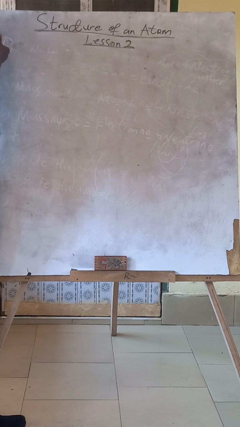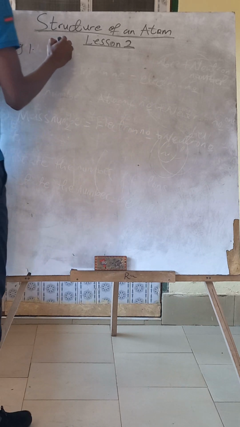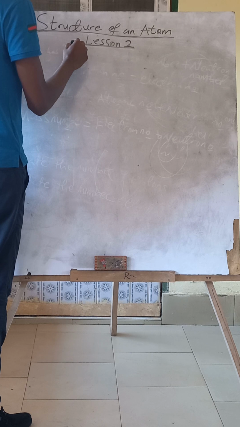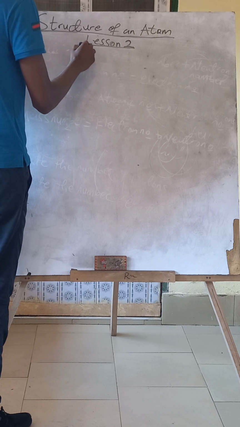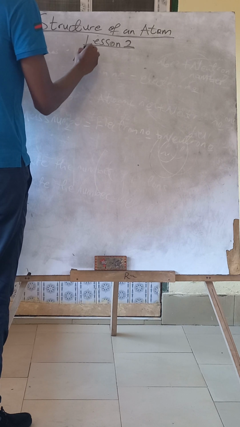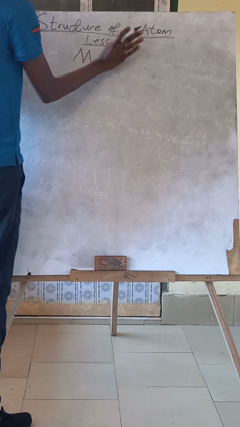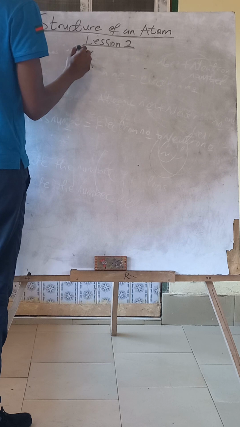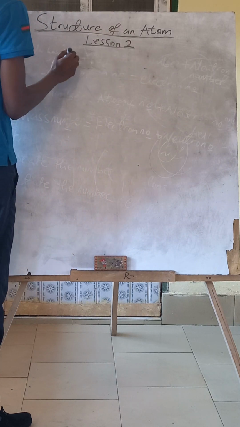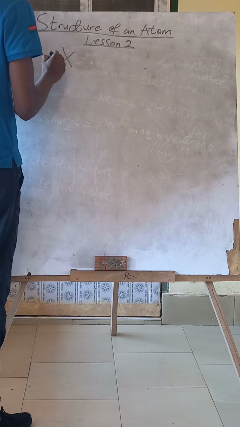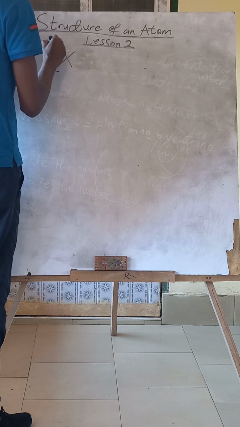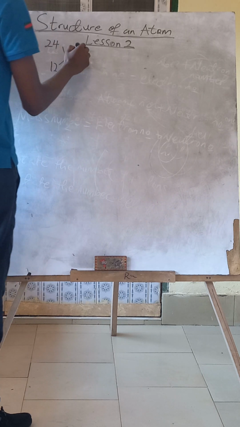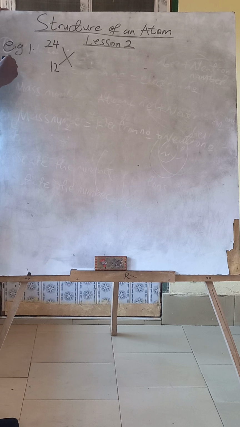Example 1. I hope you can see. Let's say you go to exams and you see a question like this, or let's say X. Mostly they write it this way. And they ask you some questions on this one.